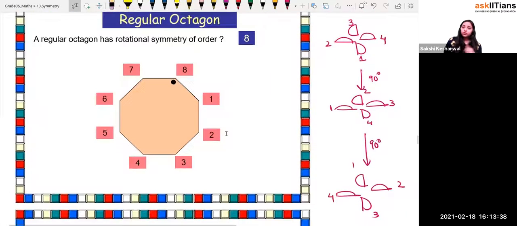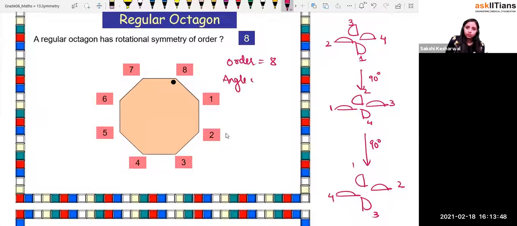Now coming to the regular octagon. So the regular octagon will be what, beta? Directly we can say the order is equal to 8, and the angle of rotation will be how much, beta? The angle of rotation is equal to what? 360 divided by 8, which is equal to how much, beta? 45 degrees. That's it. Every 45 degrees you're going to get the same thing, right?